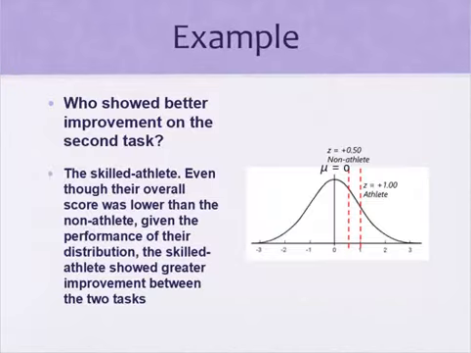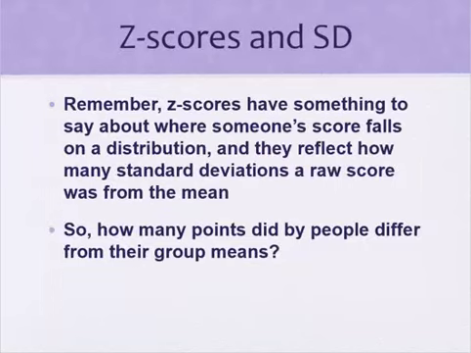So who showed better improvement on the second task? Well, hopefully your answer was the skilled athlete, right? And here's my explanation. Even though their overall raw score was lower than the non-athlete, given the performance of their distribution, the skilled athlete actually showed the greatest improvement between the 2 tasks, right? They showed the greatest improvement relative to their distribution than the non-athlete on the same task.